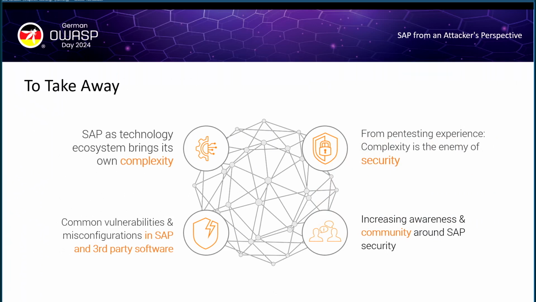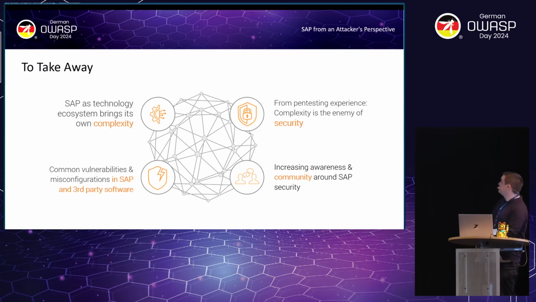Okay, last slide, the takeaways. The first was from the introduction. SAP is quite complex, can be quite complex. The complexity makes it difficult to secure the systems, the environment. SAP and its third-party software is still affected by common vulnerabilities we find in every system. And to end on a positive note, we have an increasing community around SAP security and are trying to share how to best configure these systems.